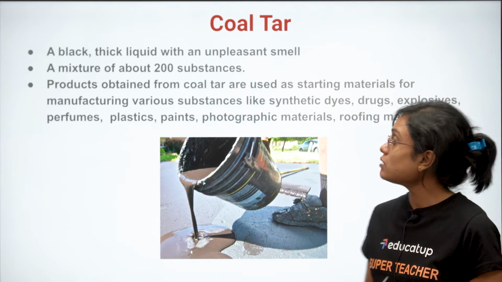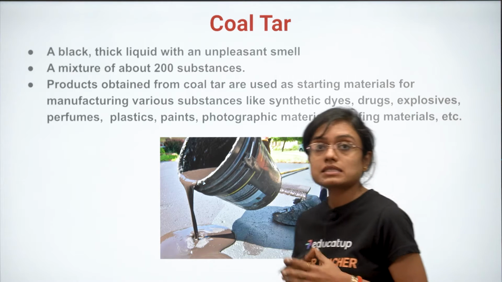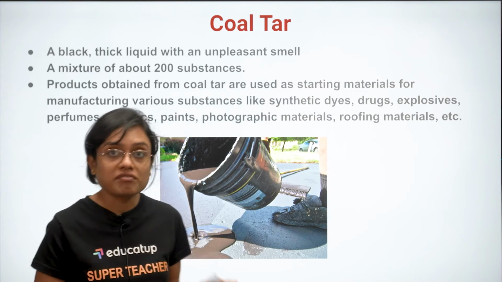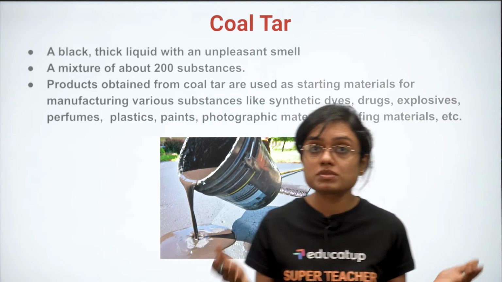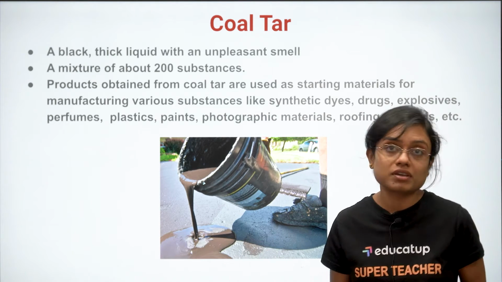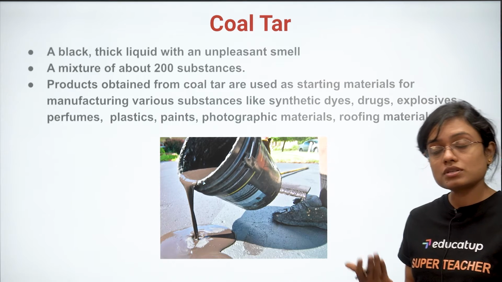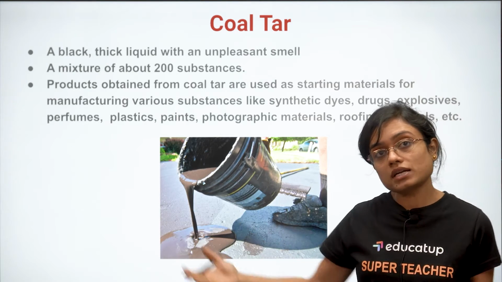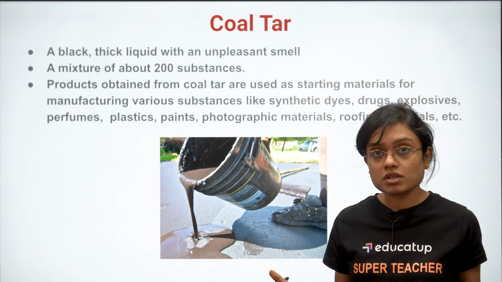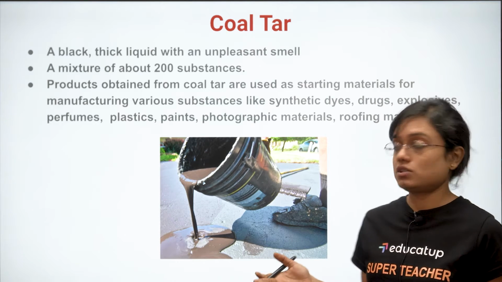The products obtained from coal tar are used as starting materials for manufacturing various substances like synthetic dyes, drugs, explosives, perfumes, plastics, paints, photographic materials, roofing materials, a lot more things. So many more products can be made from coal tar, a lot of products can be made. It has a very wide usage.